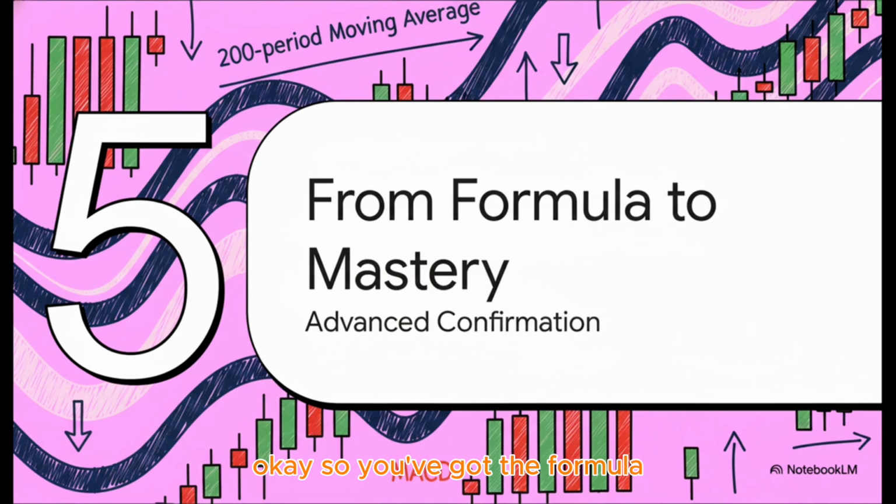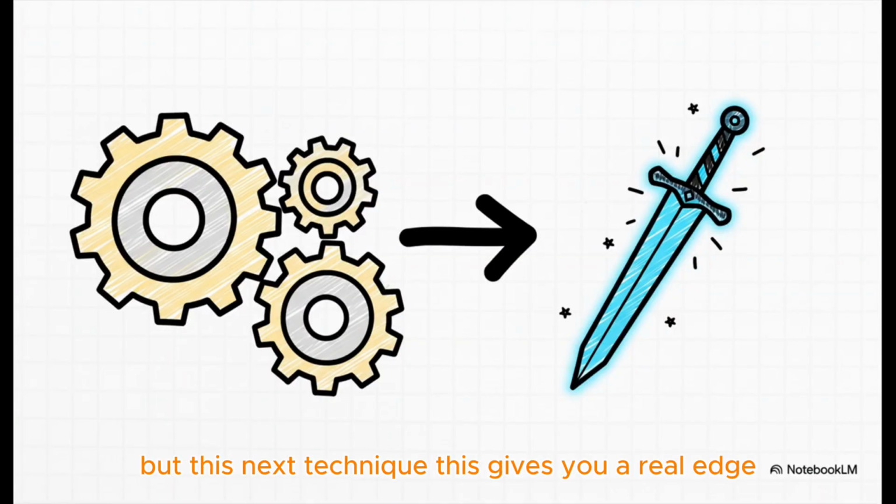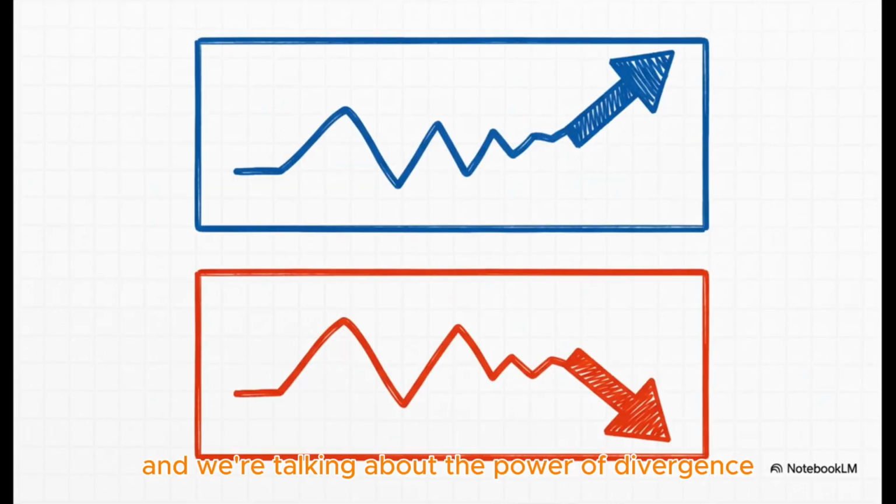Okay, so you've got the formula. That alone is huge for consistency. But if you want to find those really grade A top-tier setups, there's one more layer we can add. This is the advanced stuff. Look, the formula gives you a solid system. But this next technique, this gives you a real edge. And we're talking about the power of divergence. If you can learn to spot this, it's an absolute game changer.